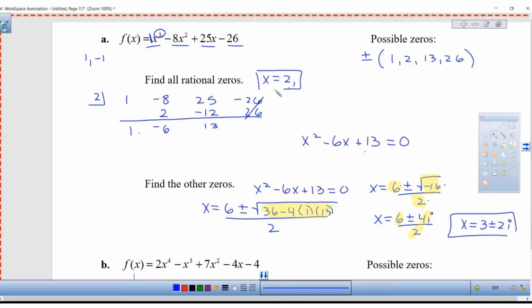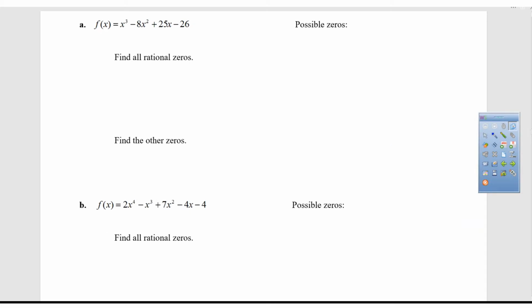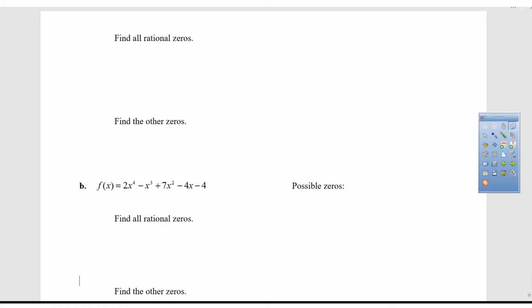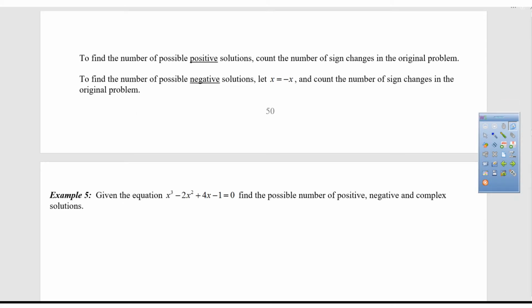So I found 3 zeros. Look, here's 1, and then I've got 3 plus 2i, and then 3 minus 2i, 3 solutions. That makes sense. My biggest exponent's a 3. Okay? Like I said, you're going to see this, period. There's no question that you're going to see this.